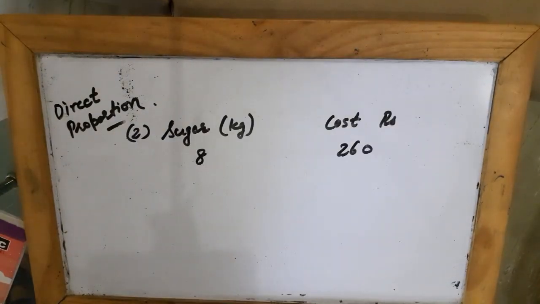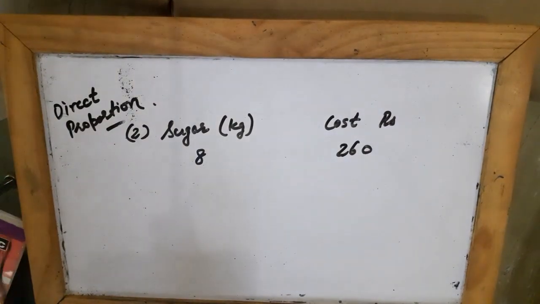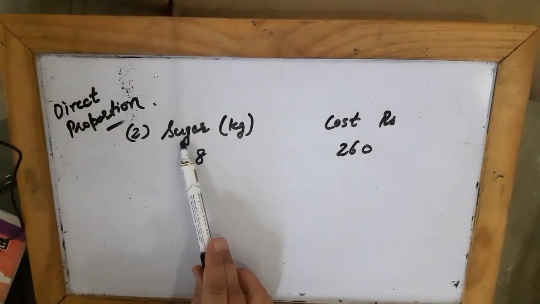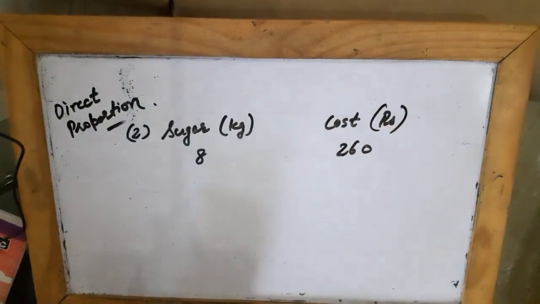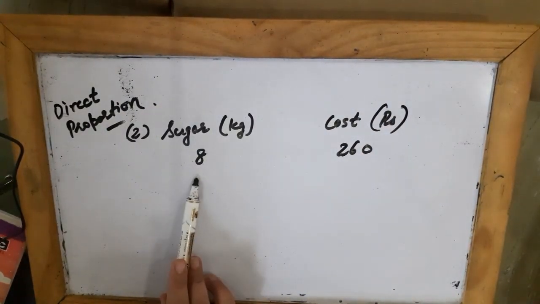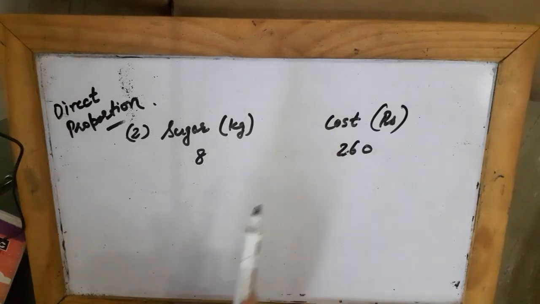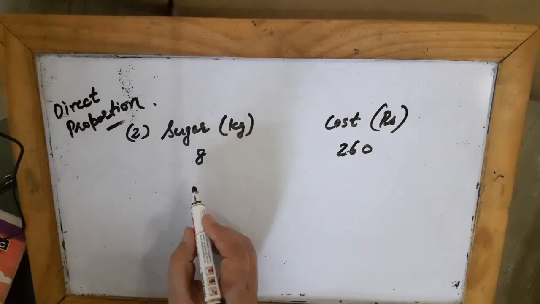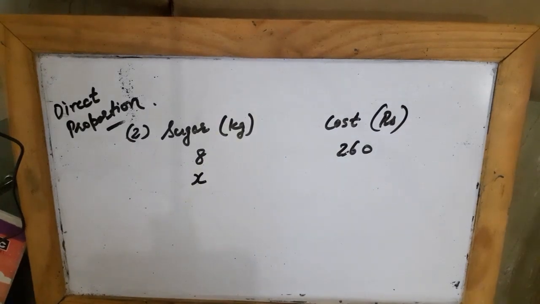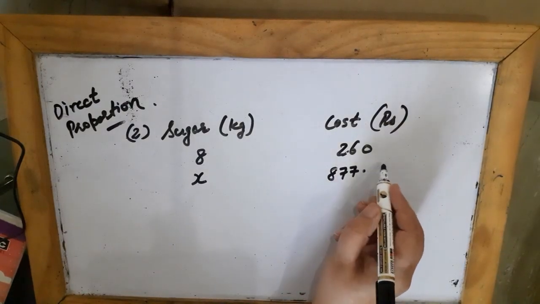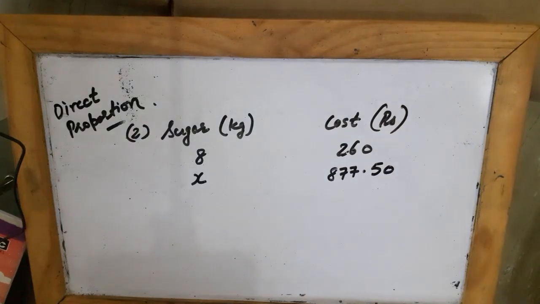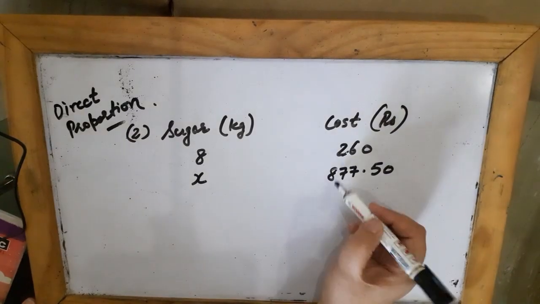Second question, you will see it's written if 8 kg sugar costs rupees 260. So what are the two things given in this? One is the quantity of the sugar in kgs and one is the cost of the sugar in rupees. Okay, now they say if 8 kg sugar costs rupees 260, how much sugar? So I have to find the sugar, so I'll put the variable x over here. So how much sugar can be bought for rupees 877 and 50 paisa? So the cost is given.